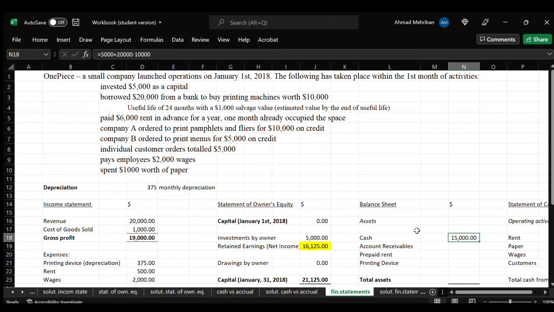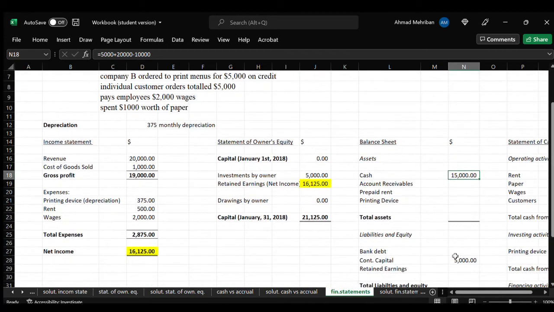Now we have to finish the other sides of these transactions for both. So borrowing 20,000 from a bank means cash increased, but we also have an increase in the bank debt of 20,000, which is entered under the liability and equity as bank debt. And the 10,000: we had a reduction in cash, but an increase in the other type of asset, which is a printing device, and that's $10,000 worth.